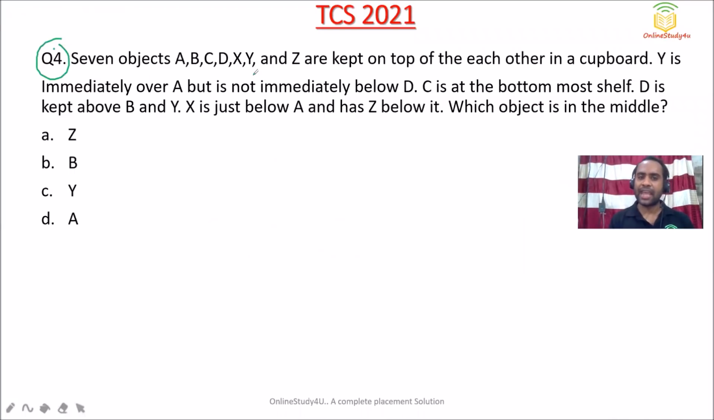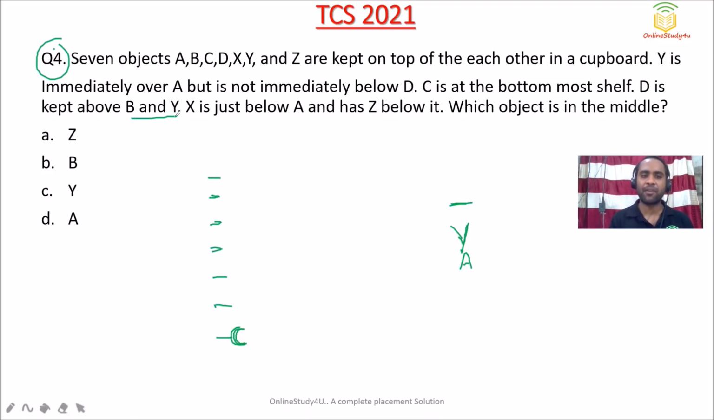Now friends, this is a small puzzle question. 7 objects A, B, C, D, X, Y, and Z are kept on top of each other in a cupboard. So basically you have 7 objects here, 4, 5, 6, 7. Y is immediately over A, but not immediately below D. So Y is just above A, but not immediately below D. C is at the bottommost shelf, so C is fixed here.